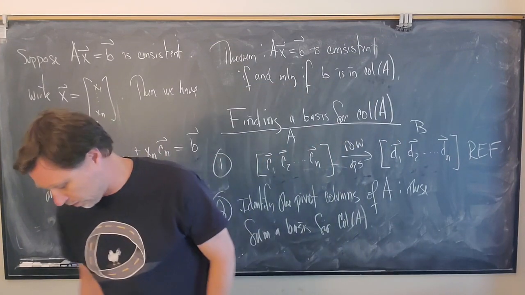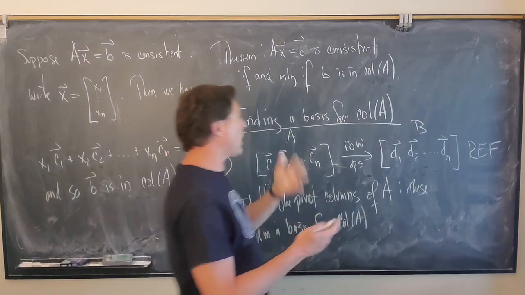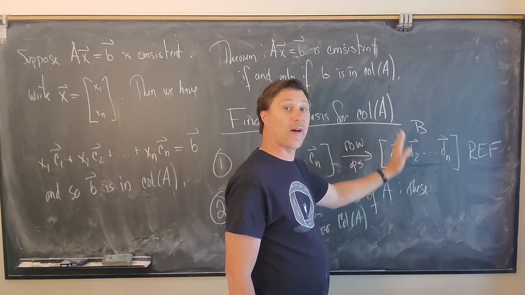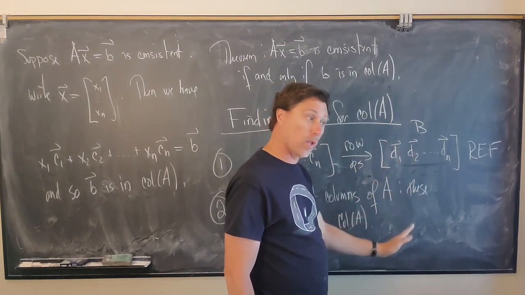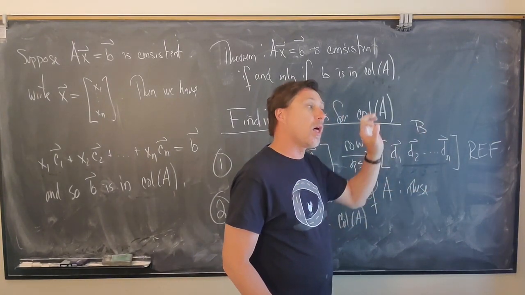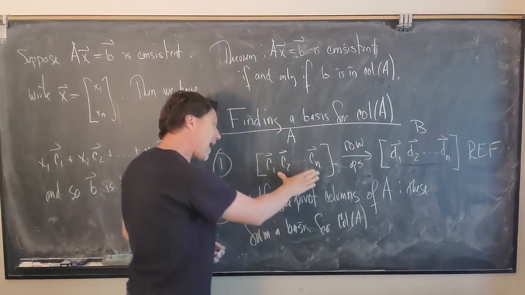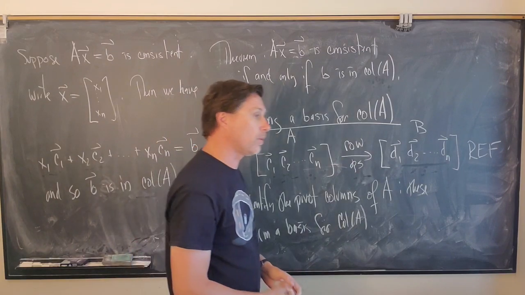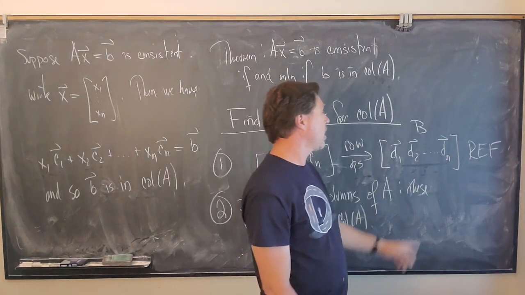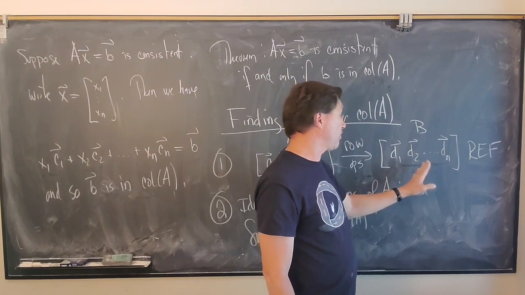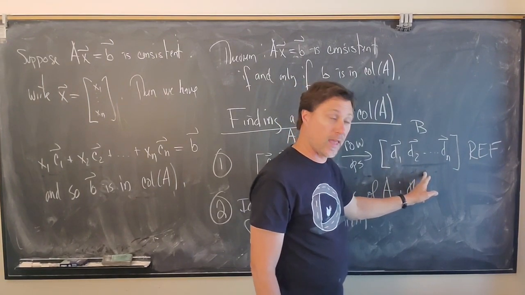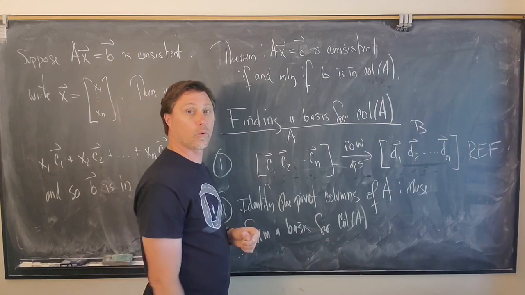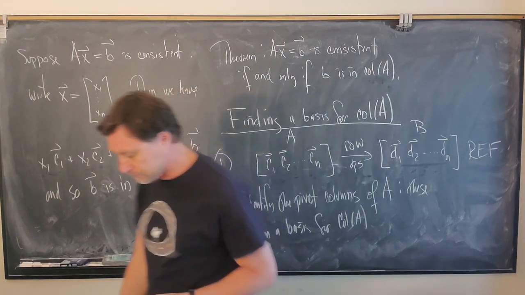So here's the important part. To identify the pivot columns, you need to have leading ones, right? So you got to take it out to row echelon form, find the leading ones, and those columns of B are pivot columns. The corresponding columns of A, not B, of A form the basis. So for example, if you see that column number 3 of matrix B is a pivot column, then you will take column 3 from A and put that into the set that will be the basis for the column space. So let's try an example.